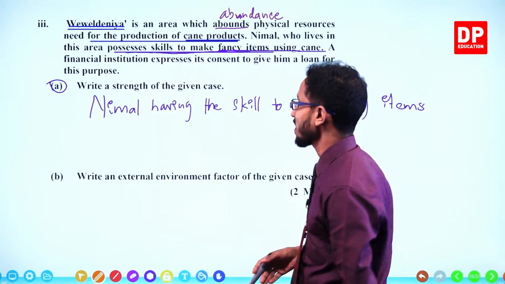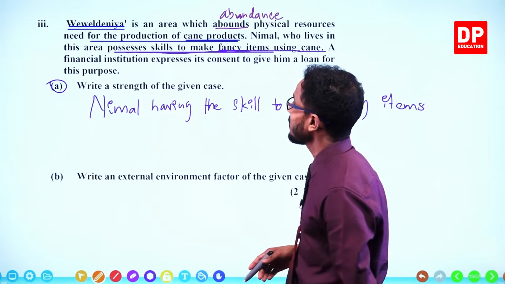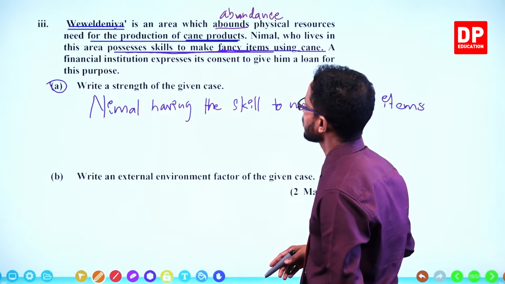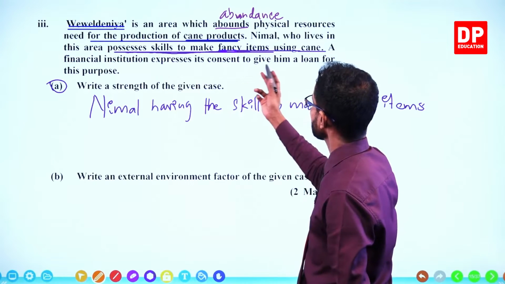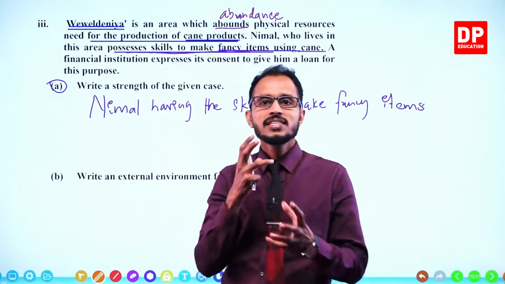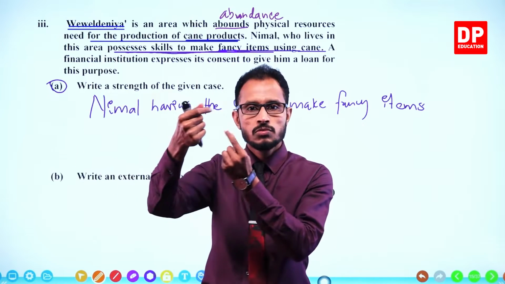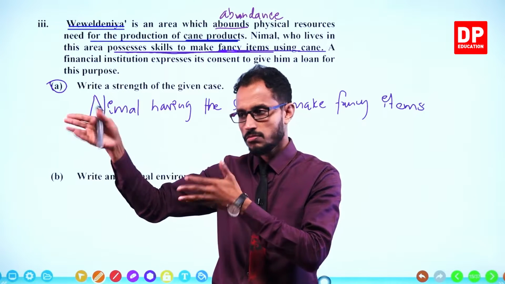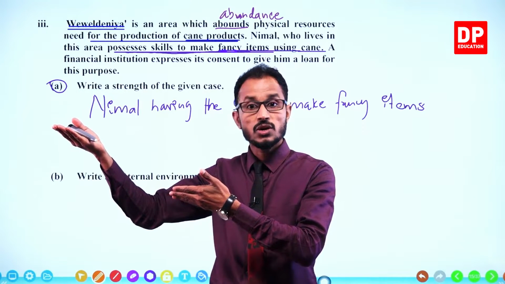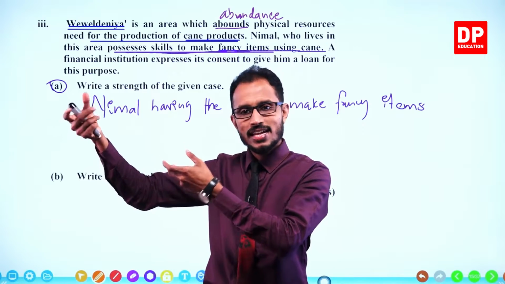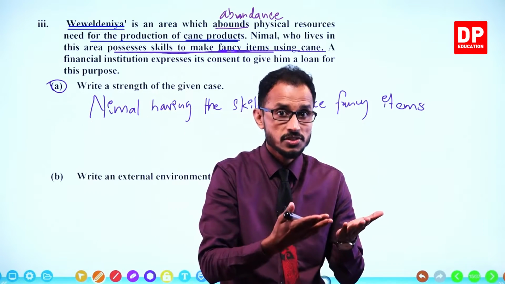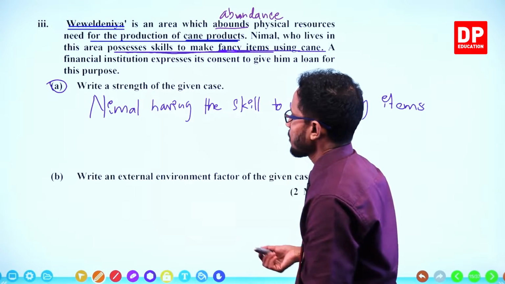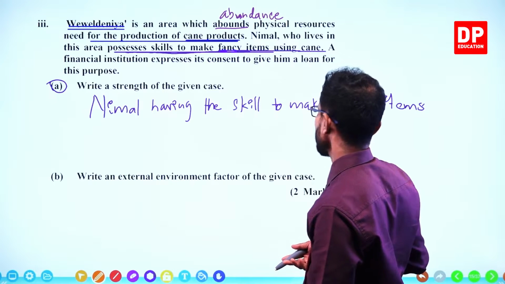Oh, there are more strengths. I can see that. The ability to take a loan, that is also a strength. Well, the financial institution expresses its consent to give him a loan for this purpose. So the owner is able to take a loan from banks or from finance companies. Those are called financial institutions. That loan, that money is a strength to the business because financial strength is a strength. Write a strength. We have already written.